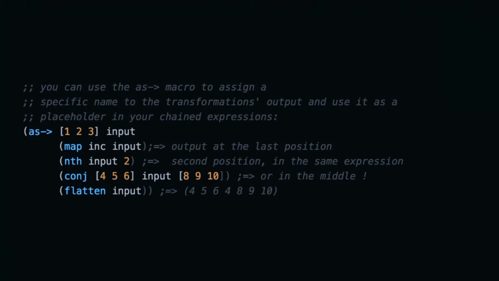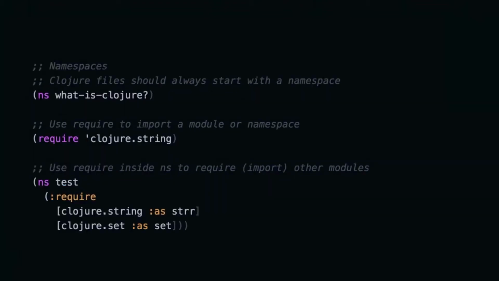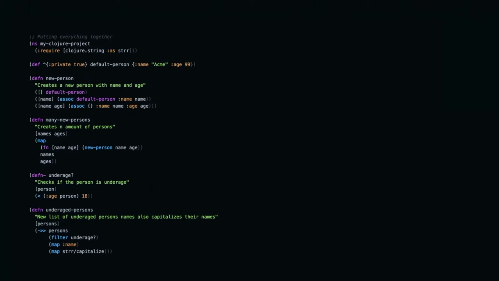But the most common macro is actually the namespace macro. All Clojure functions start with a namespace. Namespaces are just a container for your code. You can require different namespaces and give them names inside the ns macro, so to say. Put everything together, this is a regular Clojure file. It will look something like this.